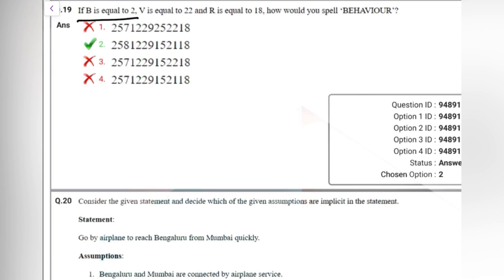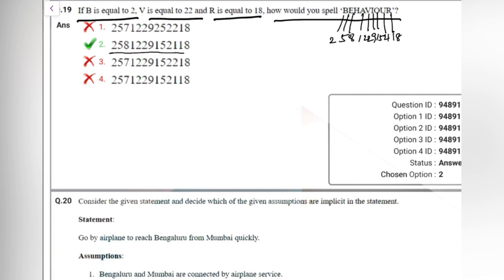If B is equal to 2, V is equal to 22, R is equal to 18, how would you spell behavior? Here the positional values of the alphabets are given. So behavior will be written as B is 2, E is 5, H 8, A is 1, V is 22, I is 9, O is 15, U is 21, R is 18. So the answer is 2581229152118, which is option number 2.